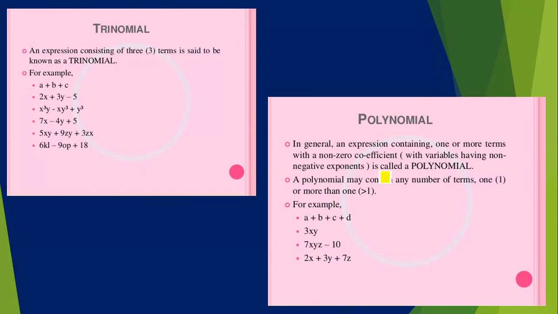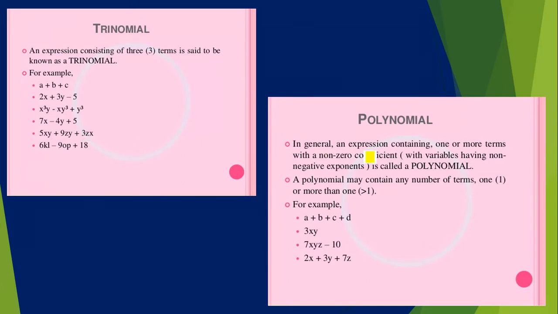Then we have trinomial and polynomial. As the name suggests, an expression consisting of three terms is known as trinomial. So here two separators make one trinomial. A plus b plus c, 2x plus 3y minus 5, they are different examples of trinomials.